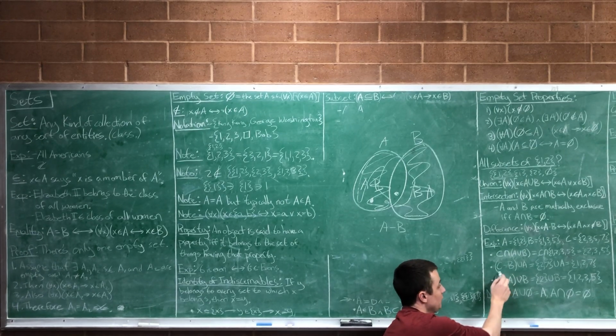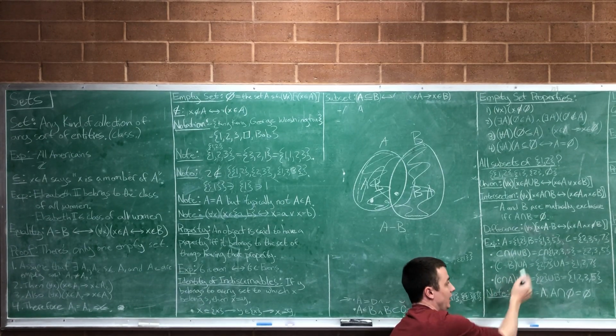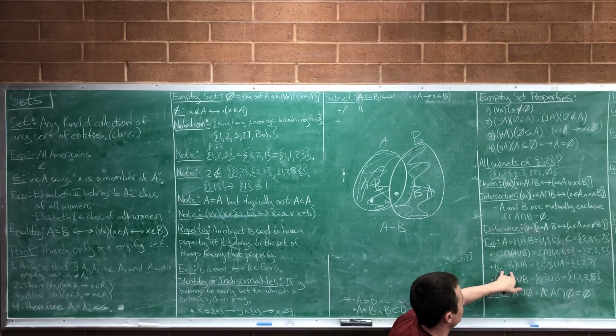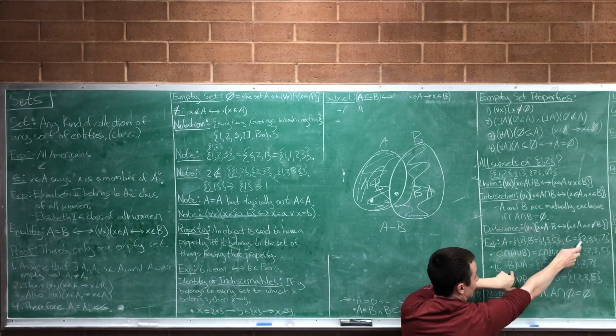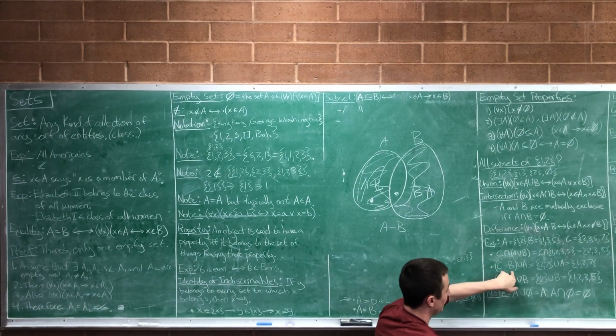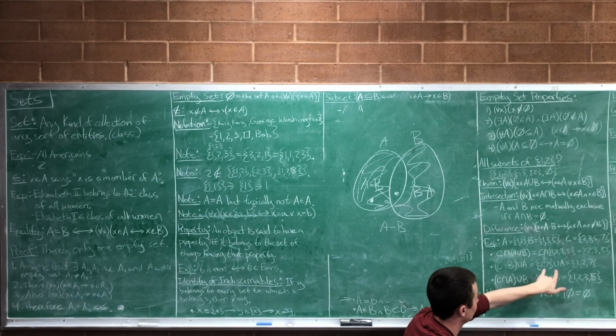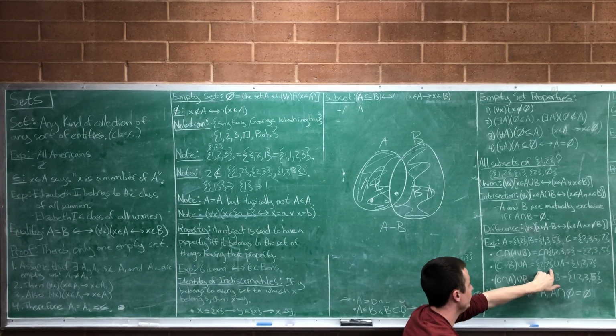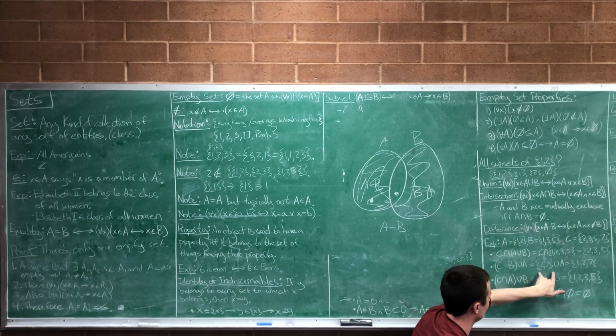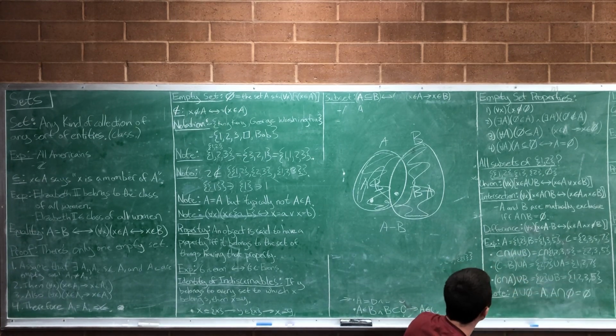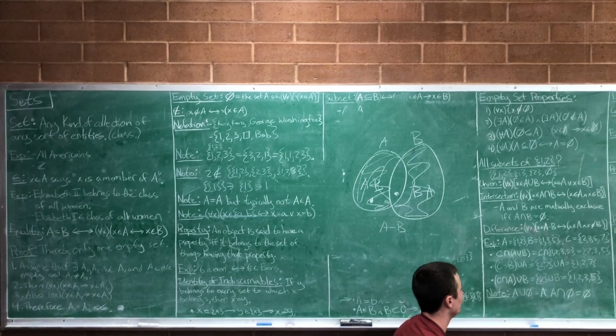Let's look at C minus B union A. So what's C minus B? What do we have left? 2, 7. Just 2 and 7. Now we need to union that with A, 1, 2. So 2, 7 union with 1, 2 is 1, 2, 7. Okay, let's do one more.